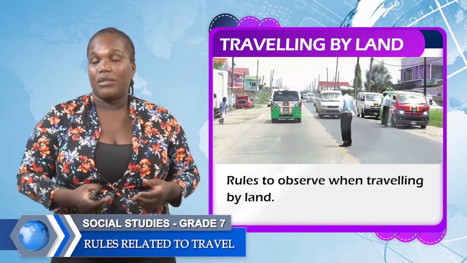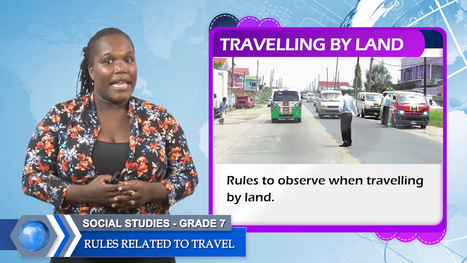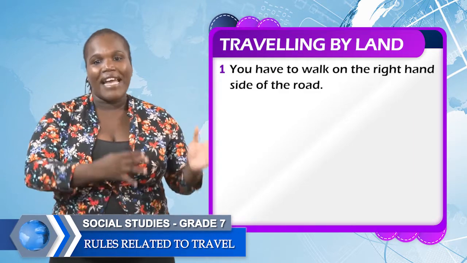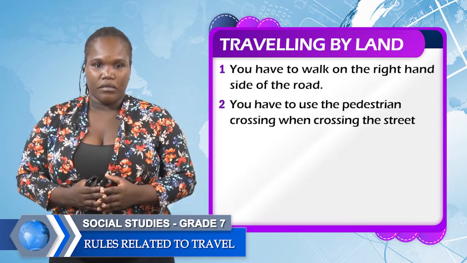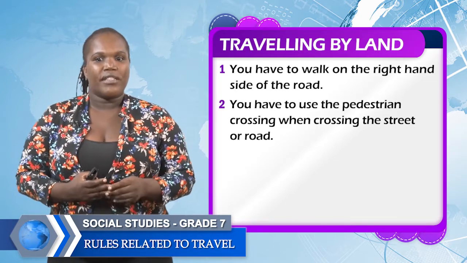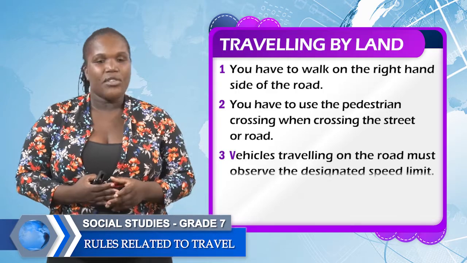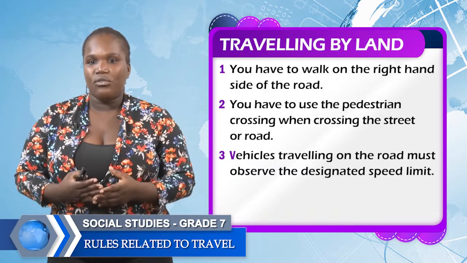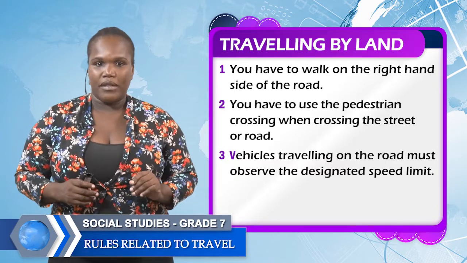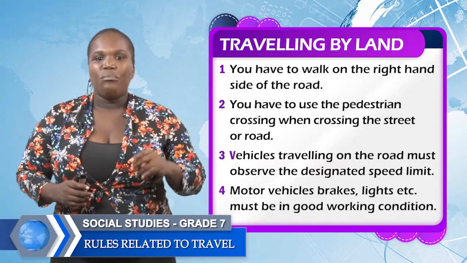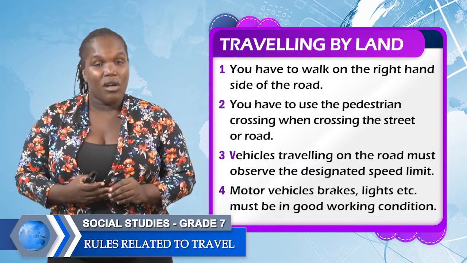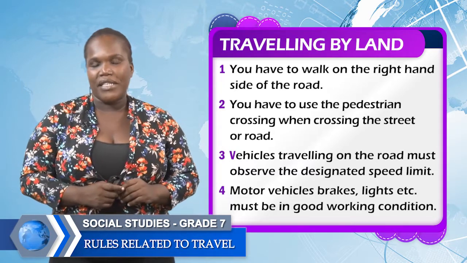Now, here are some rules that we should observe when traveling by land. 1, you have to walk on the right-hand side of the road. 2, you have to use the pedestrian crossing when crossing the street or road. 3, vehicles traveling on the road must observe the designated speed limit. And 4, motor vehicles must have brakes, lights, and must always be in good working condition.